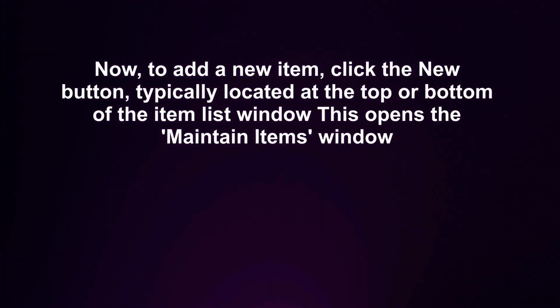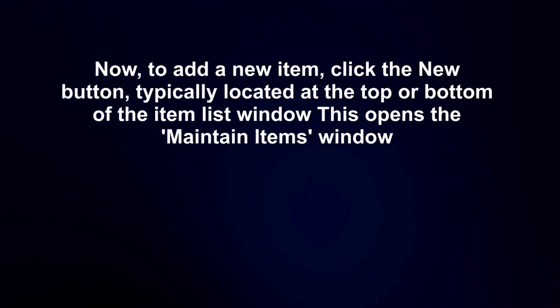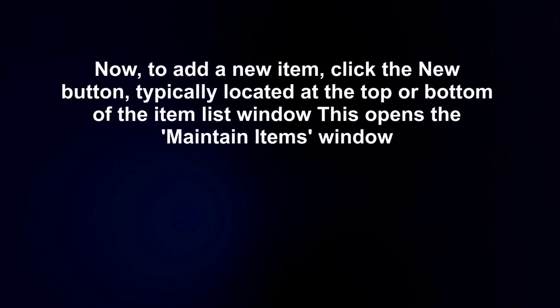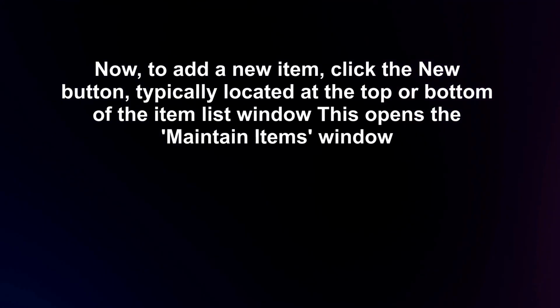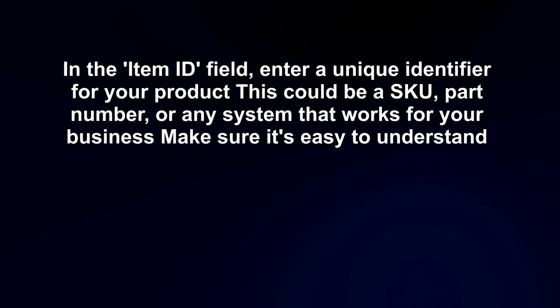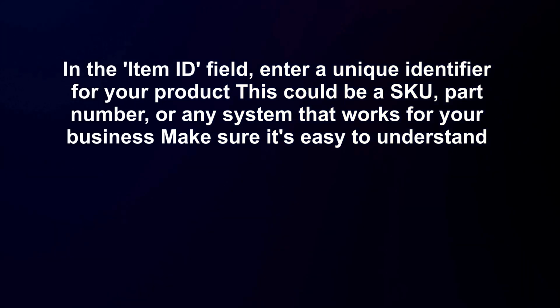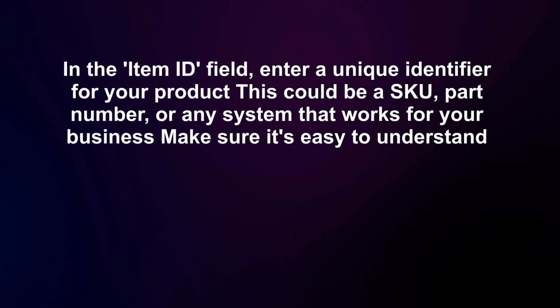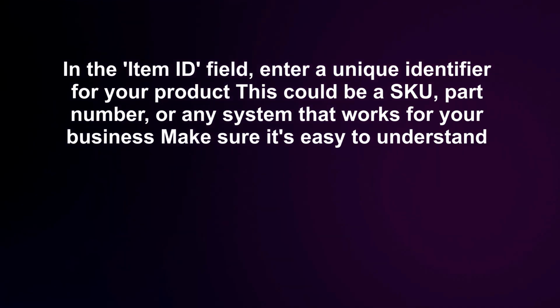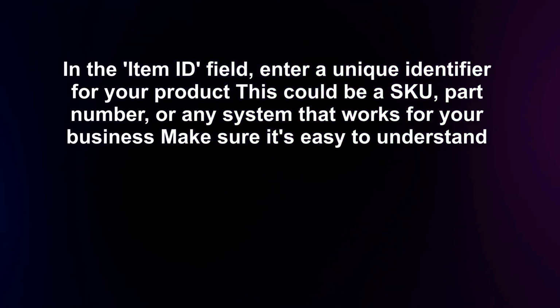Now, to add a new item, click the New button, typically located at the top or bottom of the item list window. This opens the Maintain Items window. In the Item ID field, enter a unique identifier for your product. This could be a SKU, part number, or any system that works for your business. Make sure it's easy to understand.